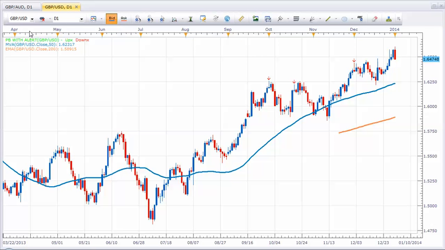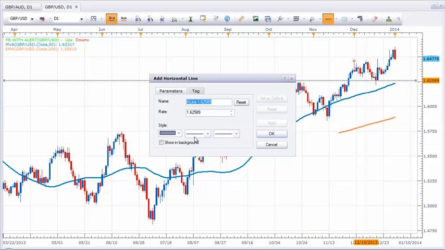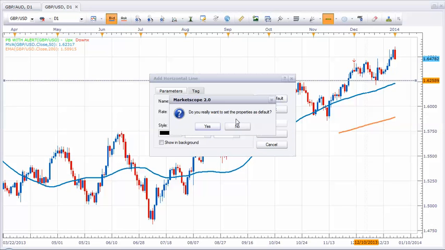Okay, pound dollar, switching to that. This is still in an uptrend, and I need to see a larger retracement. Need to see a retracement to add a horizontal line right here, at least, right? What is this? We'll set this as default. Here we go.